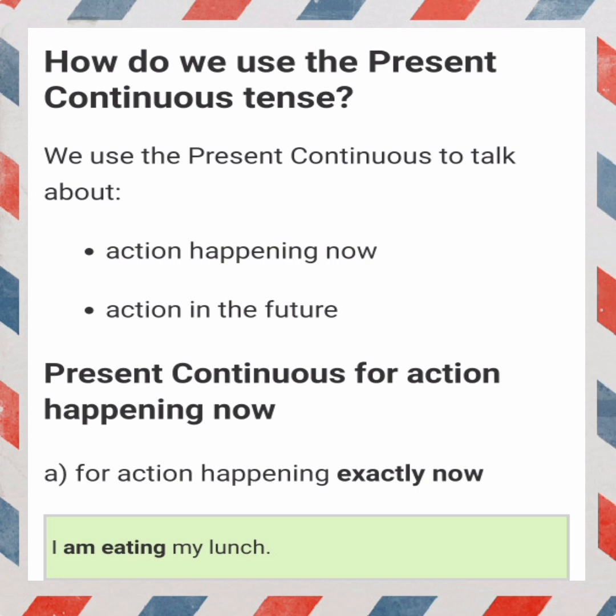How do we use the present continuous tense? We use the present continuous to talk about action happening now, then action in the future. First let's see present continuous for action happening now. That is exactly now. I am eating my lunch. That is, at that time I am eating my lunch.